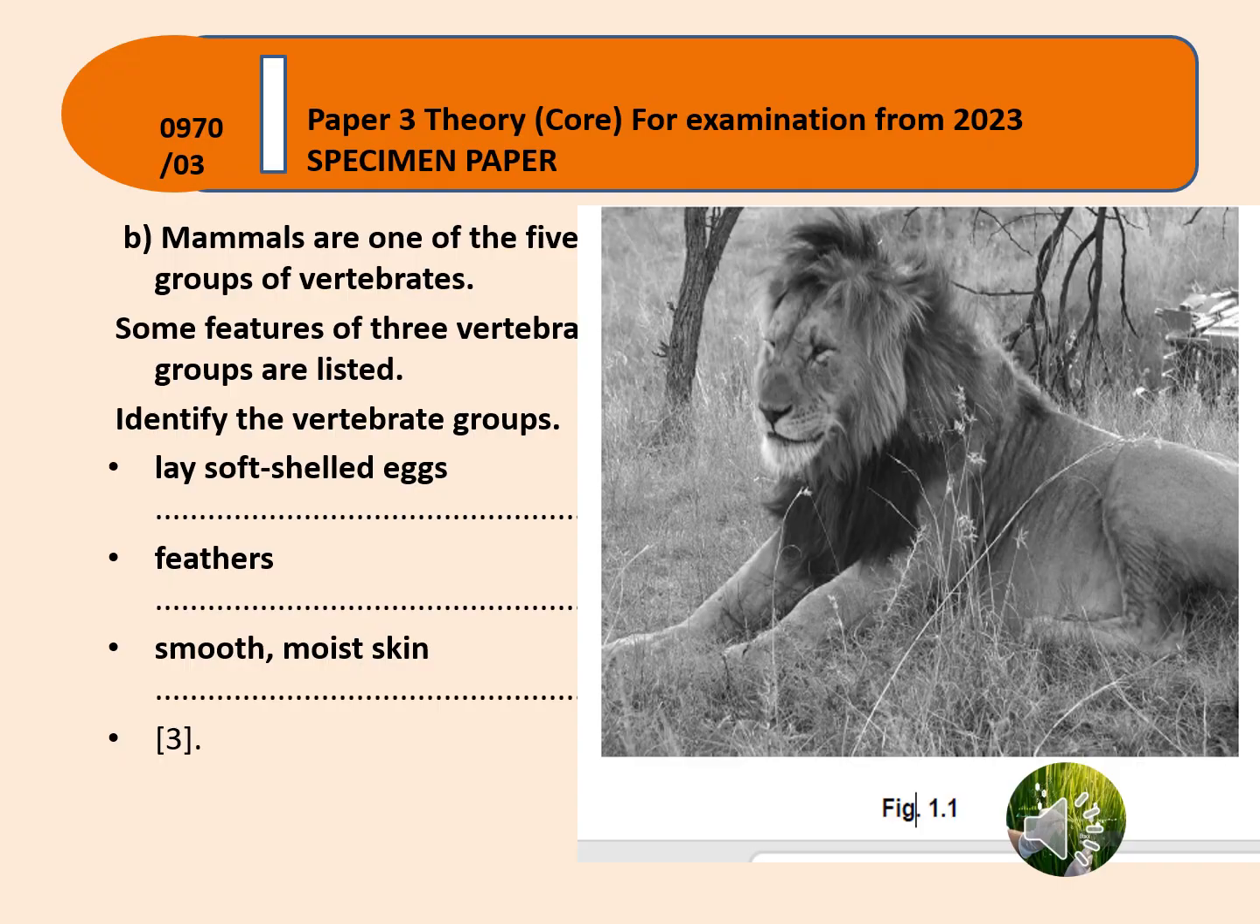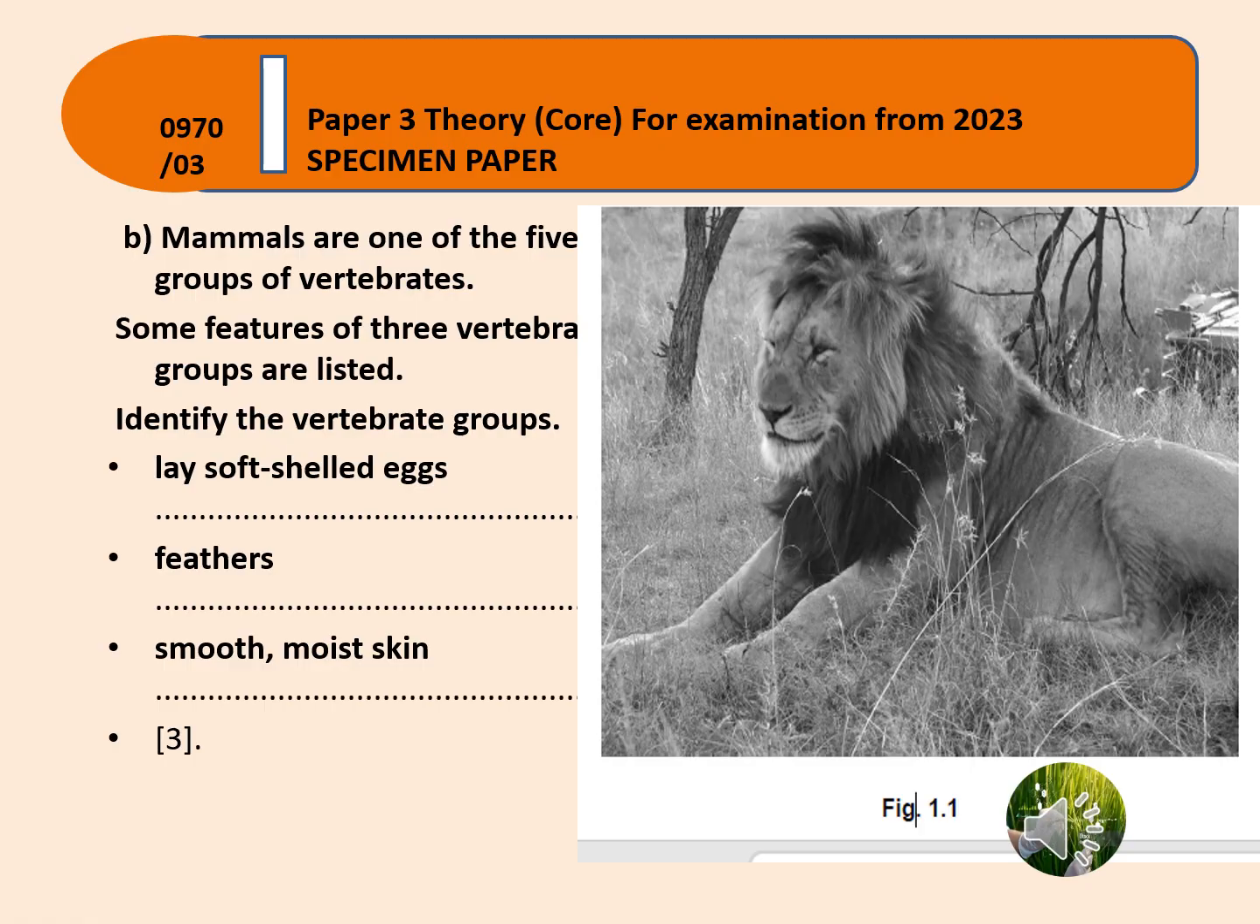This is part B of the previous question. Mammals are one of the 5 groups of vertebrates. Some features of 3 vertebrate groups are listed. Identify the vertebrate group. First one is lay soft-shelled eggs. We saw in that table only 2 groups lay shelled eggs. One is birds, and birds have a hard shell. The second one is reptiles. Reptiles have soft rubbery shells. So the answer is reptiles.